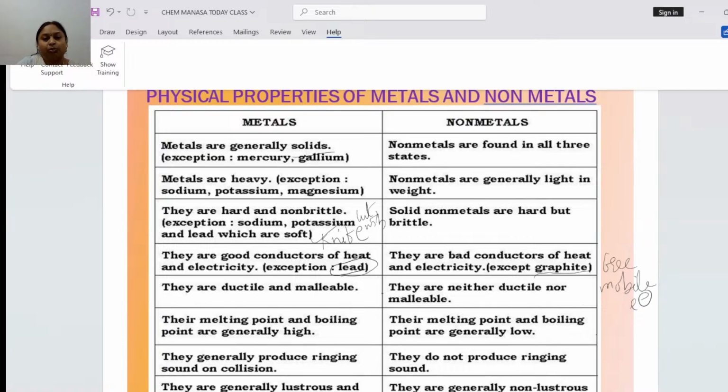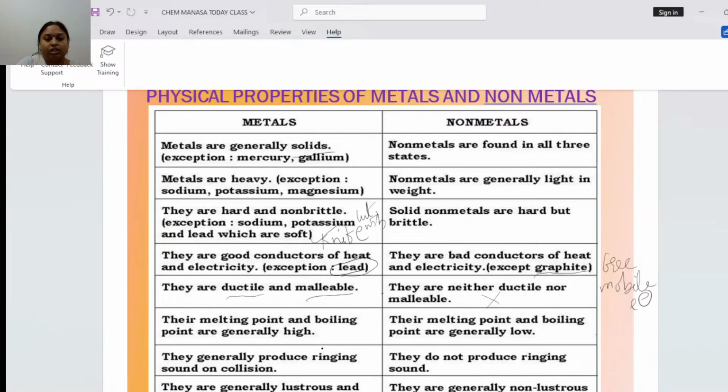And when it comes to the metals, we used to say ductile and malleable. Generally, metals are ductile and malleable. But when it comes to the non-metals, they will be neither ductile nor malleable. Means this property can't be shown by the non-metals. Generally, the melting and boiling points of metals are very high. When it comes to the non-metals, they have very low melting points.